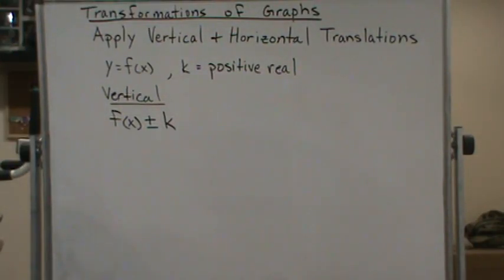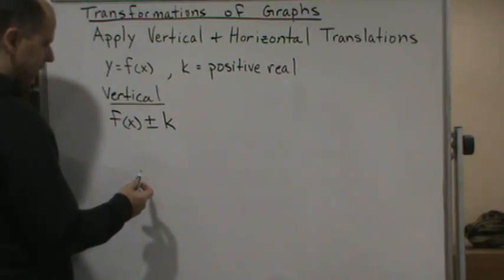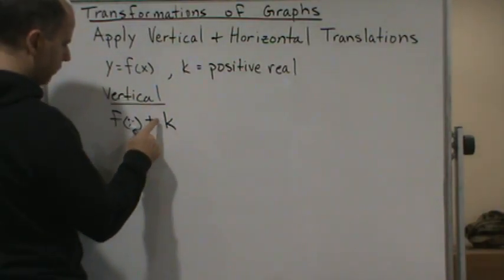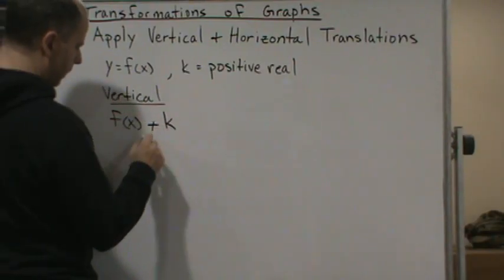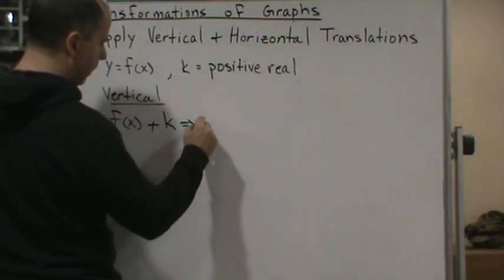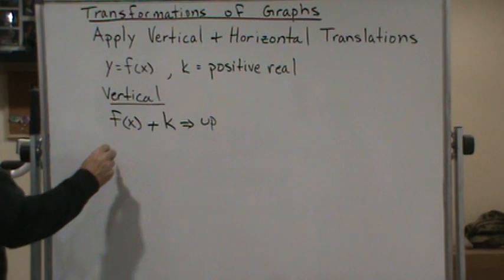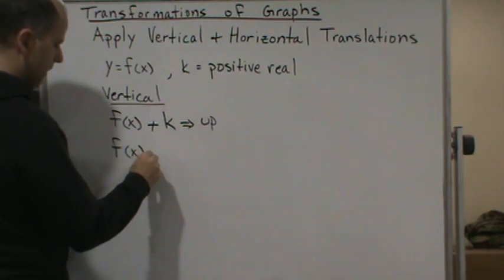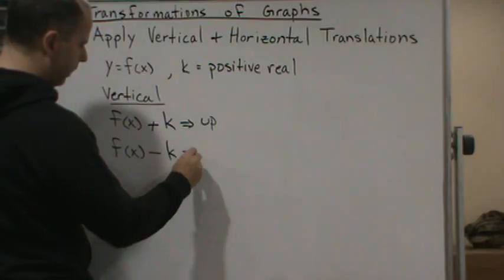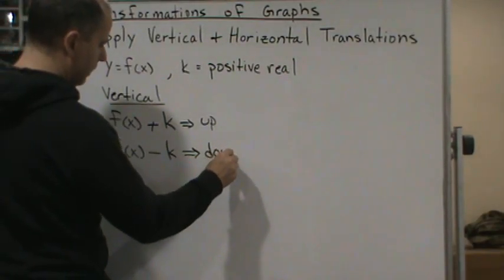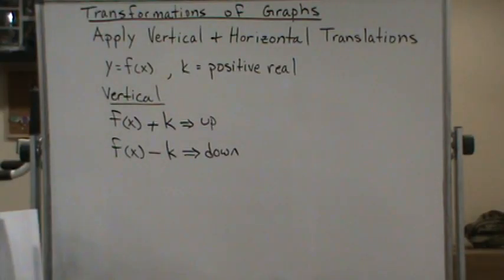Now, if it's a positive real number that we add, that's going to be an upward shift. If we subtract a positive real number, that's going to be a shift down. That makes sense if you think about what we're doing: we're adding or subtracting from all of the y coordinates of the graph.